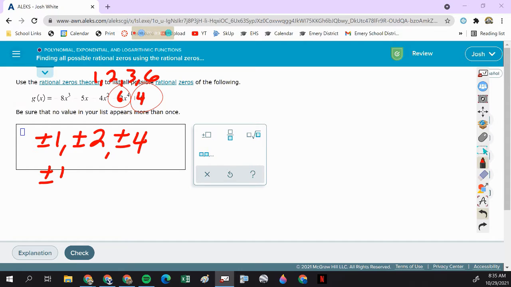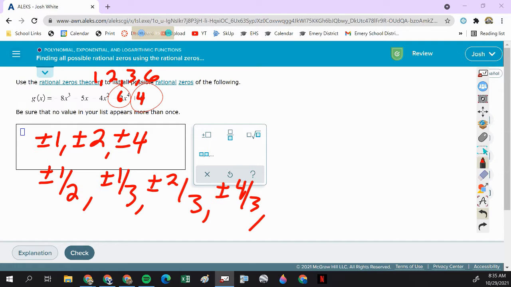Plus or minus 1/2. So 2 halves and 4 halves, they both simplify. Okay, then I move on to divide by 3. Plus or minus 1/3, plus or minus 2/3, plus or minus 4/3. Then I divide by 6, plus or minus 1/6. 2 over 6 simplifies, and 4 over 6 simplifies, so I don't need to stick those in there.